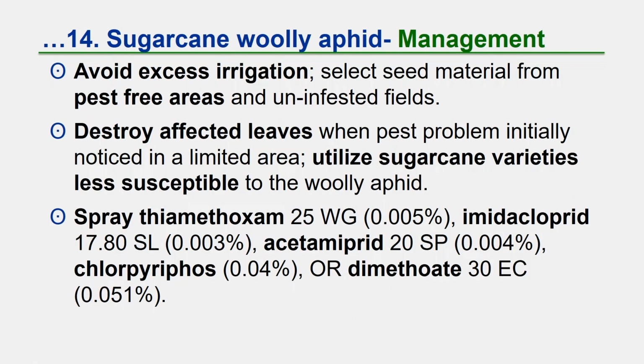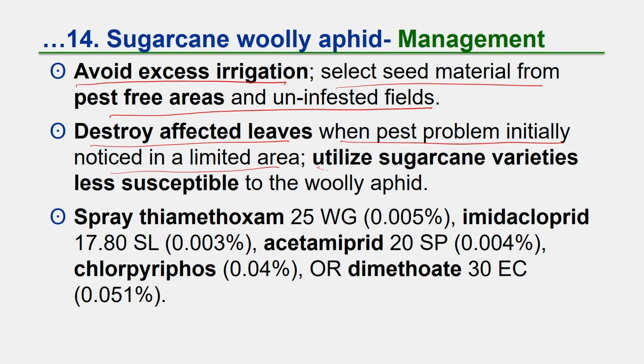What can be done under the management of sugarcane woolly aphid? Avoid excess irrigation. Select seed material from pest-free and uninfested areas. Destroy affected leaves when the pest problem is initially noticed in a limited area. Utilize sugarcane varieties less susceptible to the woolly aphid. So in areas where infestation is more, varieties which are resistant to woolly aphid should be preferred or should be grown.